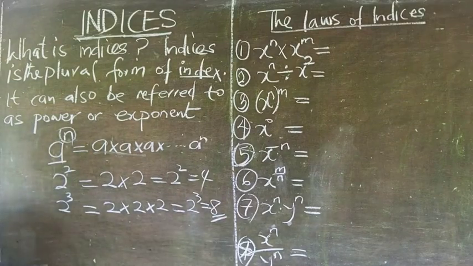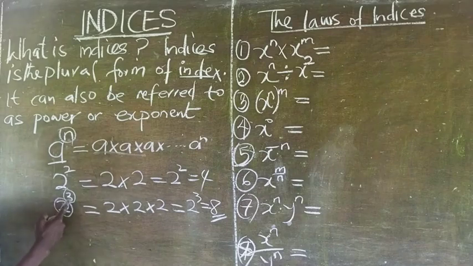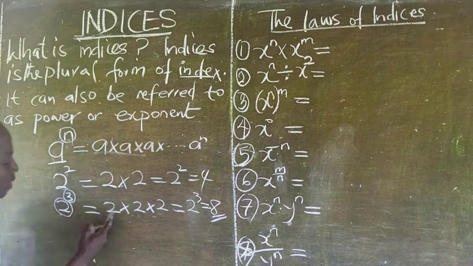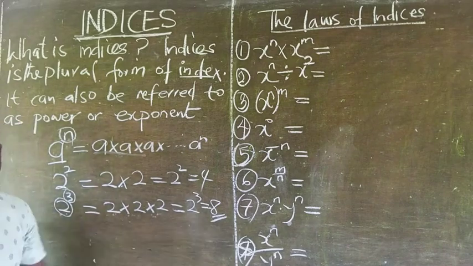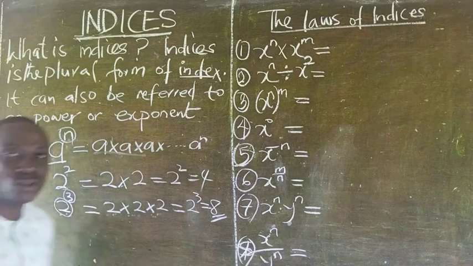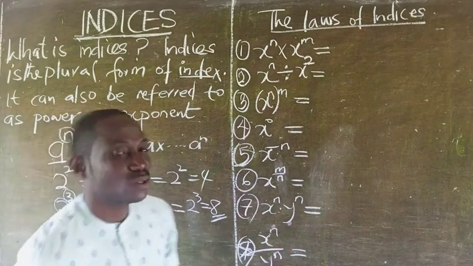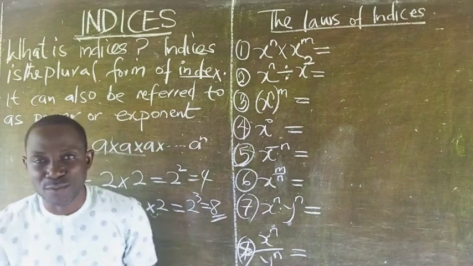So what we have here is a base number raised to a power 3. Like I said before, the power is telling us the number of times this base 2 has to multiply itself. So since it's raised to power 3, the base number 2 needs to multiply itself 3 times. And the final answer we got is 8. So that brings us to the laws. In doing this, there are laws that must be followed.